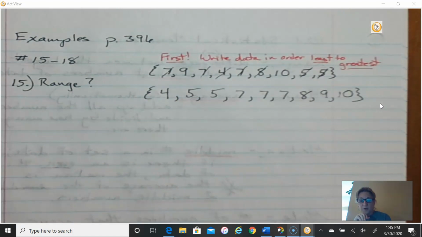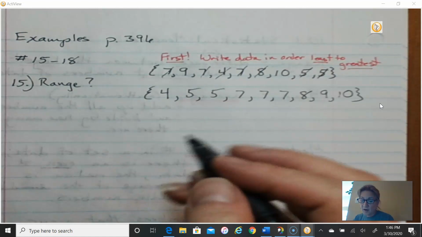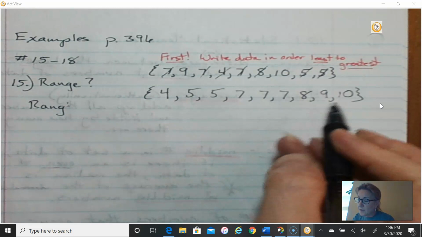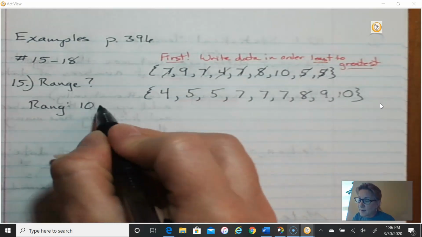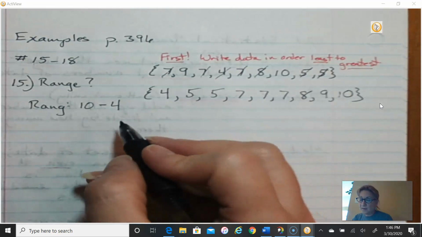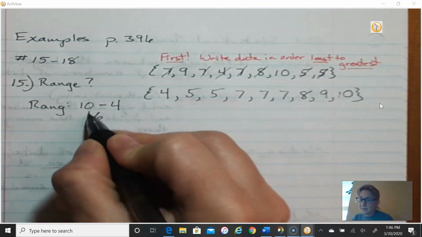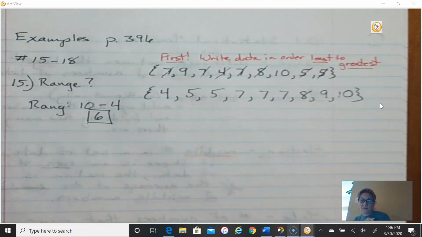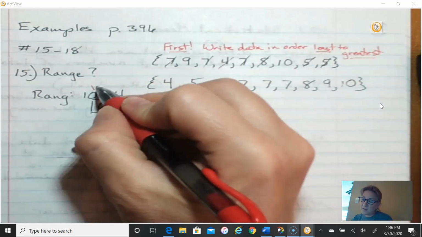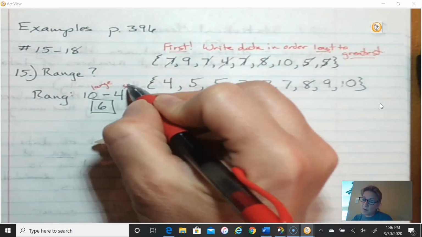If you remember, range is the difference between the greatest and smallest, largest and smallest number. All right, so range equals the largest, 10, minus the smallest, 4. So then your answer is 6. So there's the answer for 15. Remember, this is large, small.